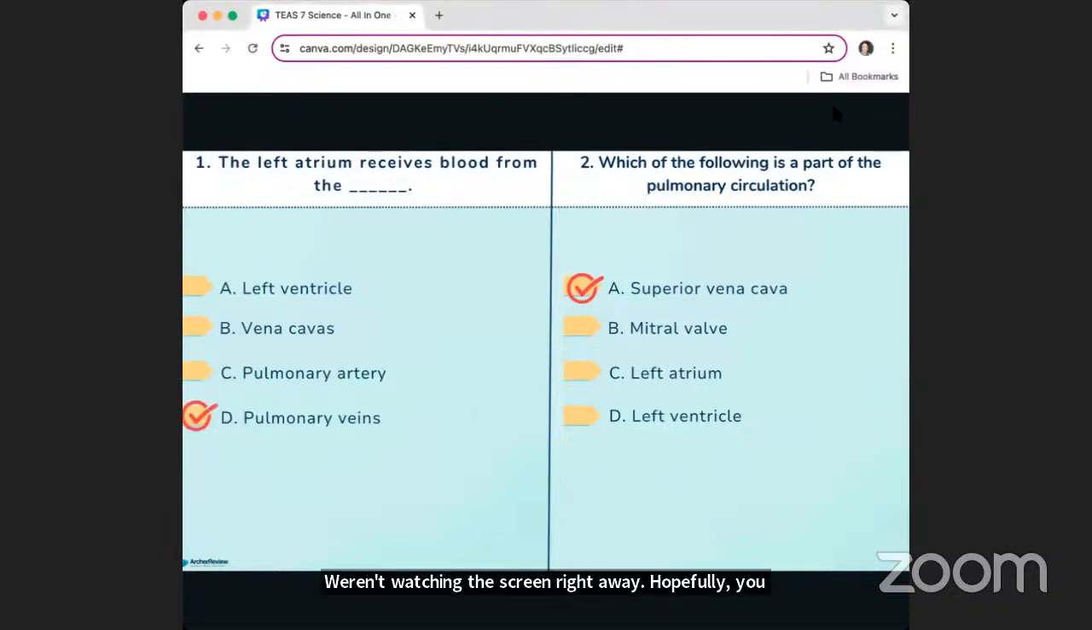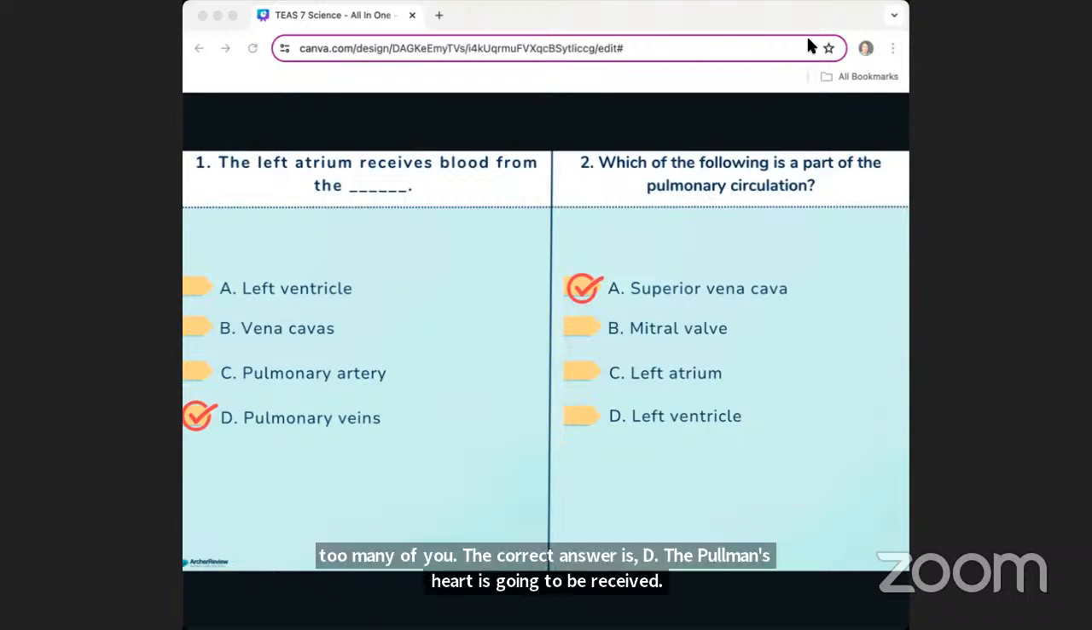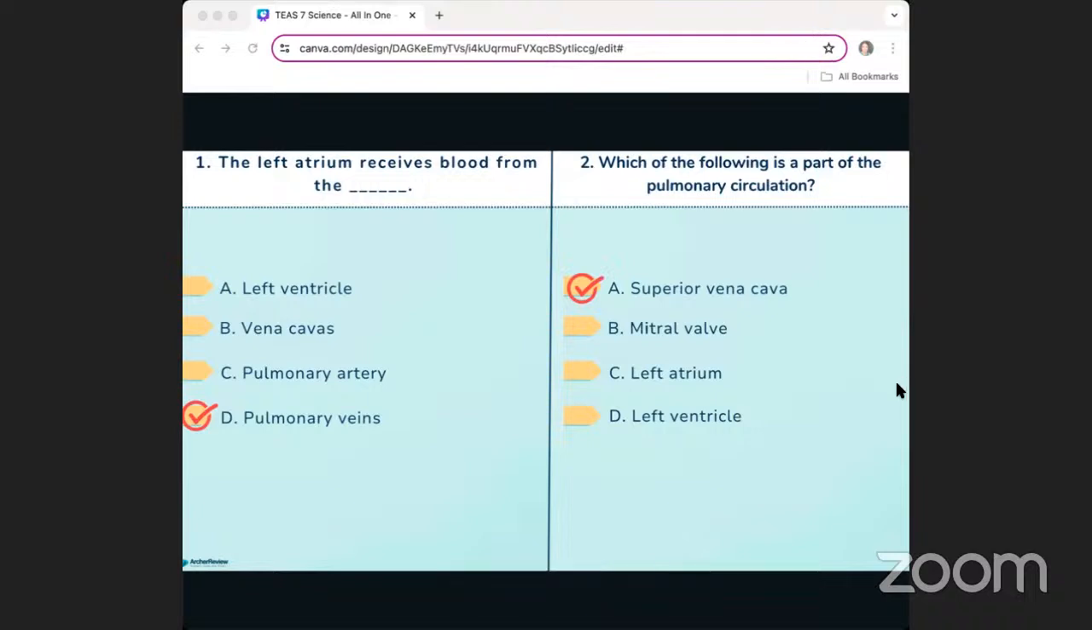The correct answer is D, the pulmonary veins. Remember, the left side of our patient's heart is going to be receiving blood from the lungs. And so the vessels that deliver the blood from the lungs are veins. And since it's coming from the lungs, we've got the word pulmonary there. So pulmonary veins, option D, is the correct answer.